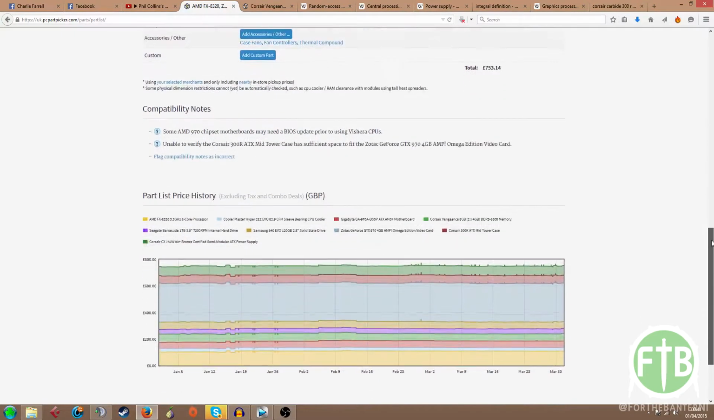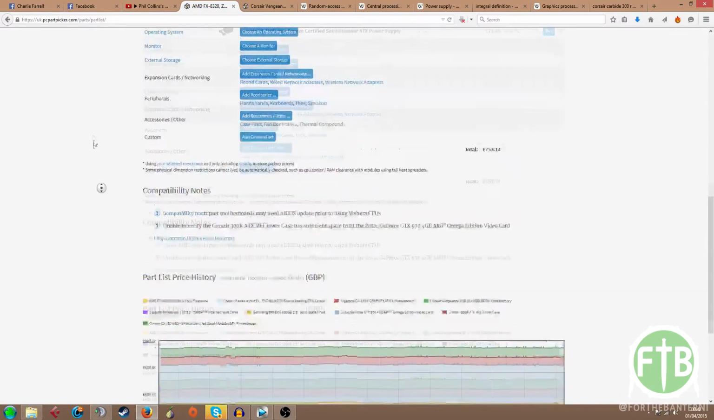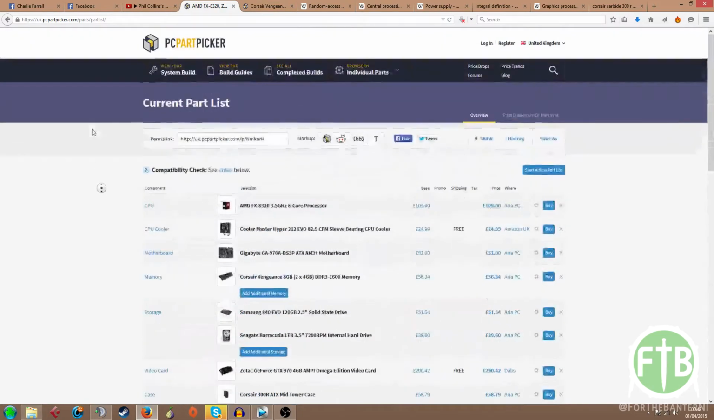There's also here, it says unable to verify that the Corsair 300R would have sufficient space to hold the Zotac 970 4GB AMP Omega video card. I can say that this is the case because I went and looked prior to my build and checked the measurements for the card, and although the card is bulky, taking up 3 PCI lanes, it fit in my case really well. So looking back at the website, you can see the grand total of the parts, so to say.